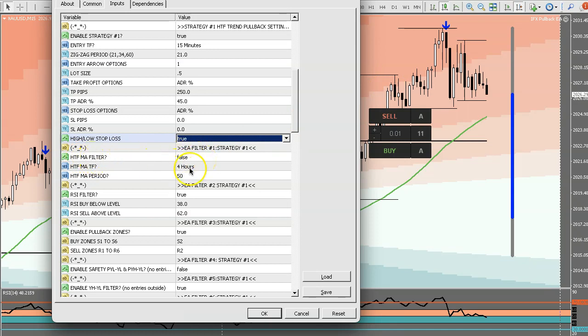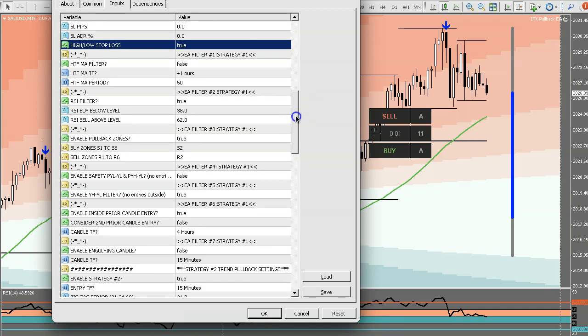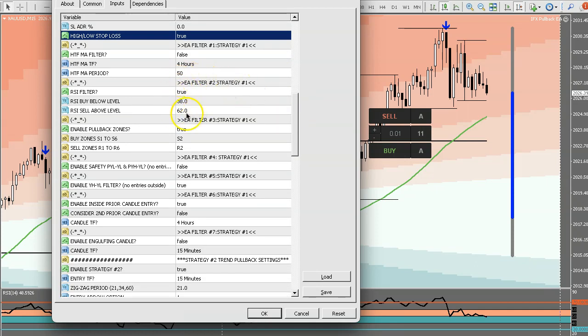If you would like to follow a 4-hour or a daily higher time frame moving average, then you can do so. I don't do so, but you can as well. If you want to follow a 1-hour or 4-hour 50 moving average candle, you can do that, okay? Now, the RSI filter right over here, the way I have it is 38 and 62.